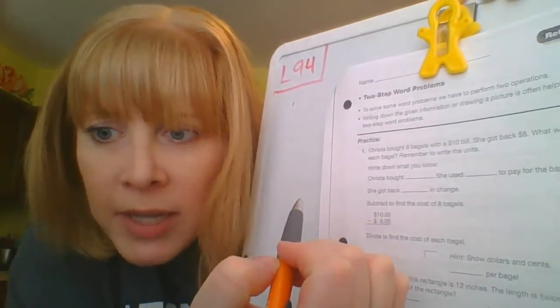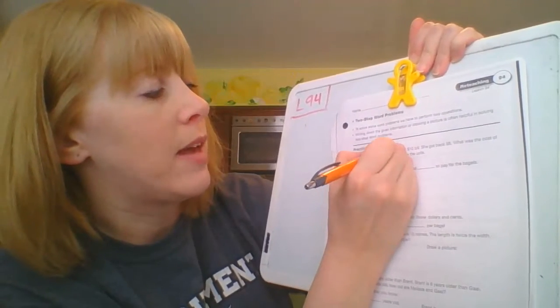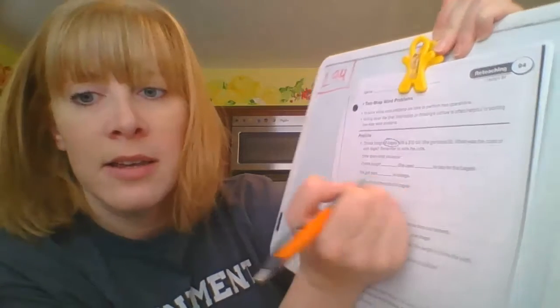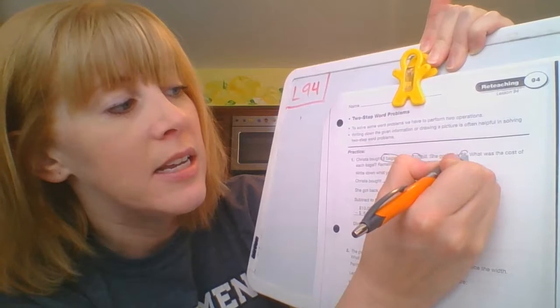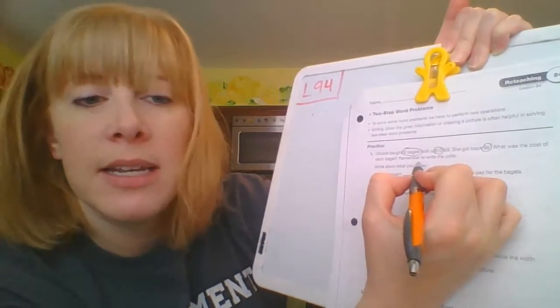So I'm going to look at my word problem. The first part that I want to do for CUBES, I want to circle numbers, and I want to circle units or labels. She bought 8 bagels. That's a number and that's a label. I'm going to circle 8 bagels. $10 bill. I'm going to circle $10 because that dollar sign is technically a label or a unit. She got back $6. I'm going to circle $6. And I don't see anything else that I should circle.